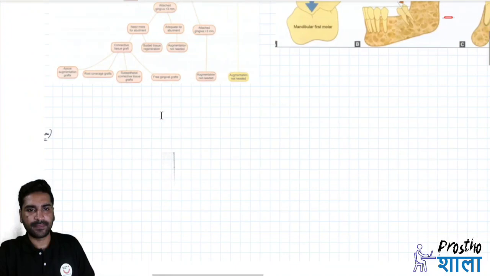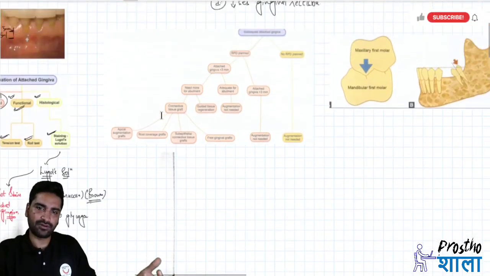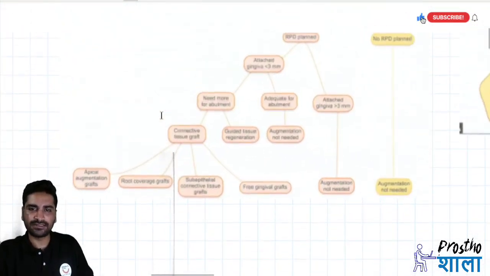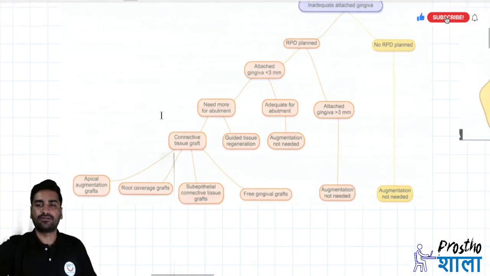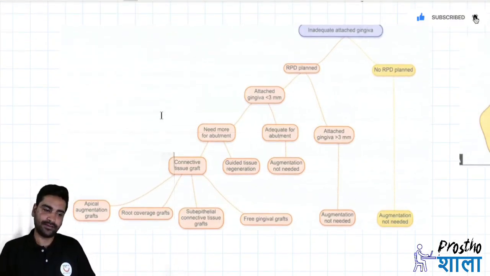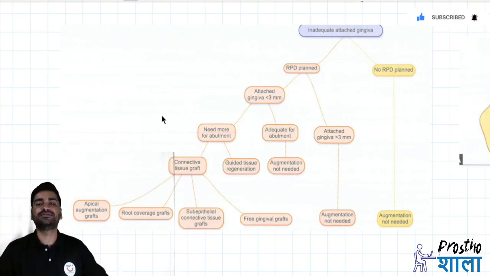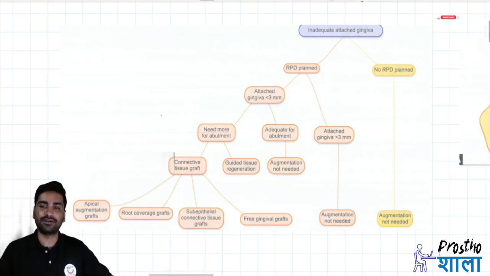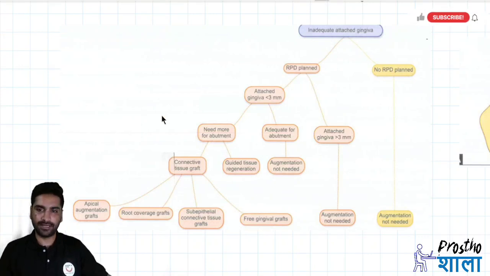Then next, if you are aware that the amount of attached gingiva you evaluated or perceived from the patient is inadequate and you want to plan an RPD, then what are the steps or measures which you can take, or consult a periodontist for this and come up with a good treatment plan, right?